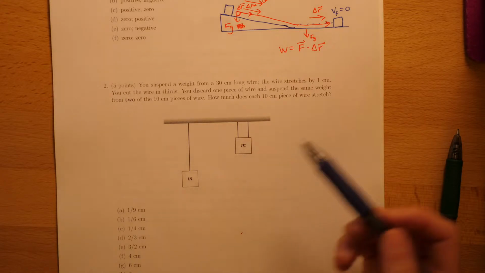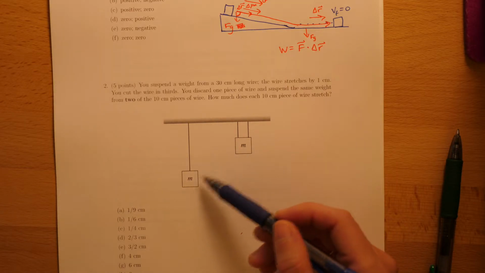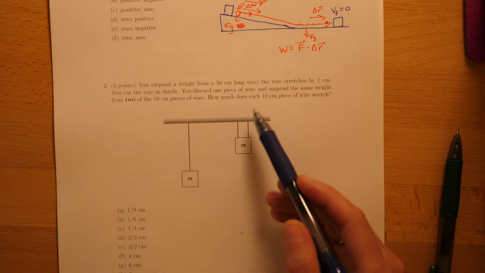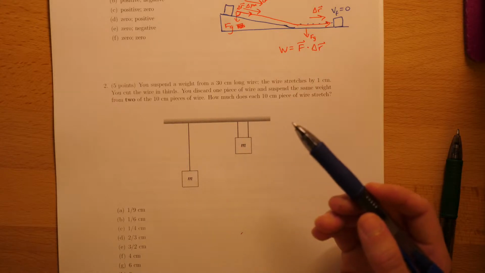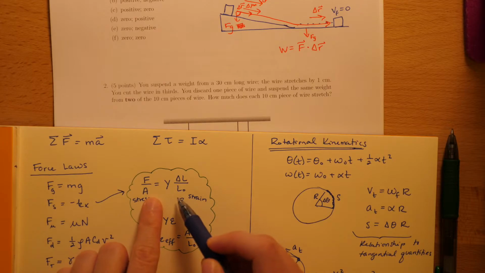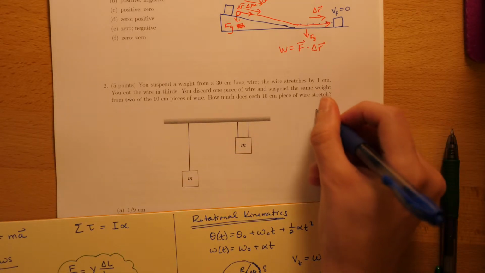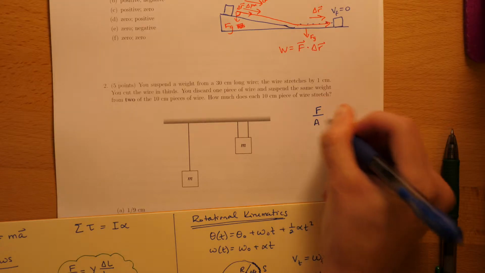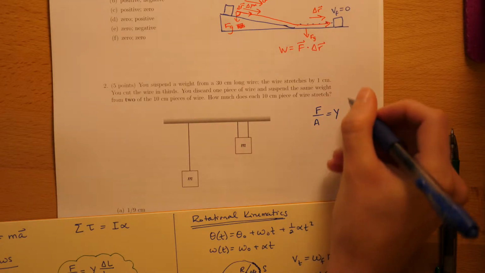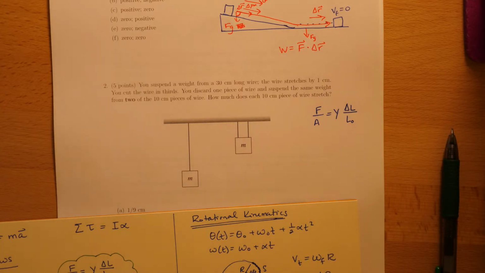Okay, so whenever I see these problems where you're comparing two scenarios, I figure out what formula applies. So in this case, this is a Young's modulus stress strain kind of thing. So we're going to be using this equation. So let's just write that down here. Force per area is the Young's modulus times delta L over L naught.